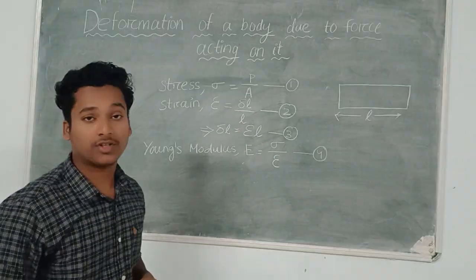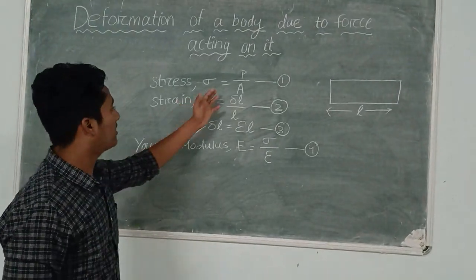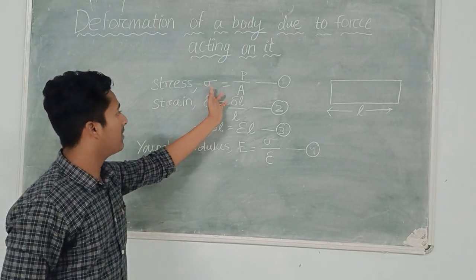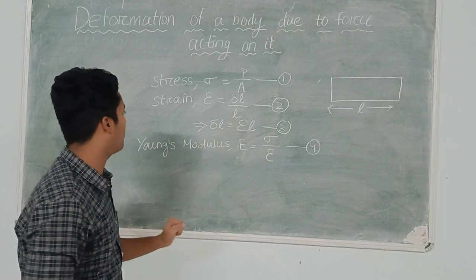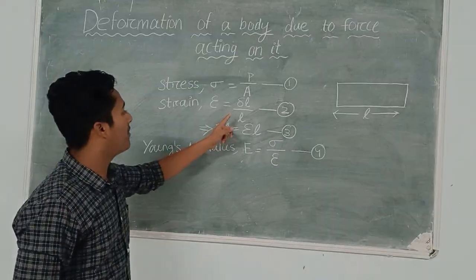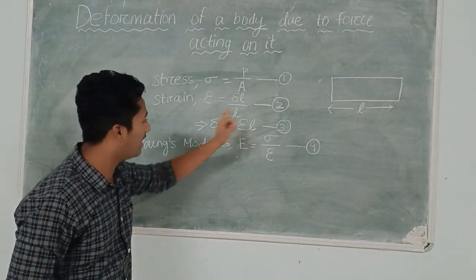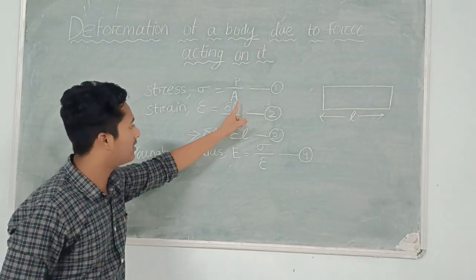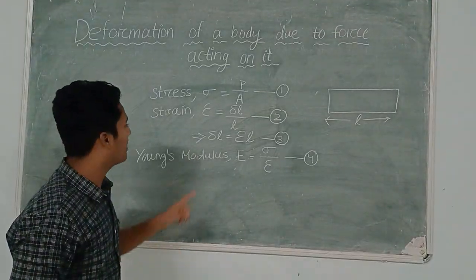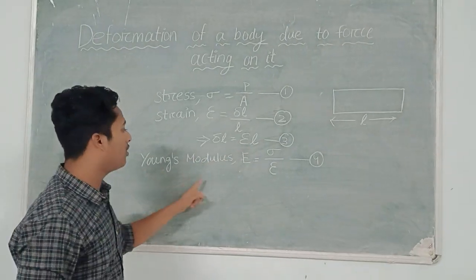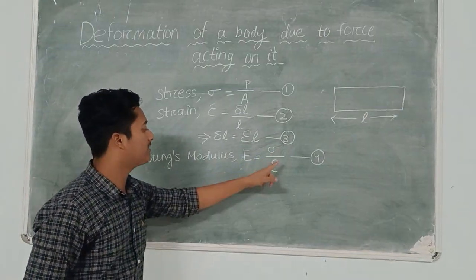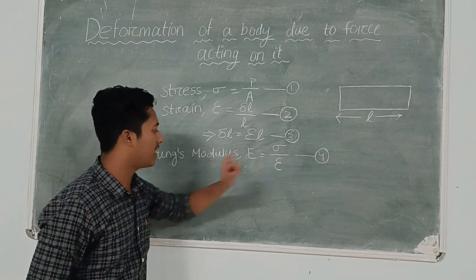These are very most important: stress is sigma, which is equal to P by A, the amount of load per area or force per area we can say. Strain is the amount of change of length by original length, del L by L, and here we can write del L equal to epsilon L, and Young's modulus E is equal to stress per strain or sigma per epsilon.